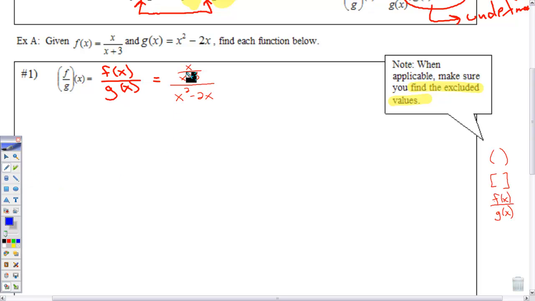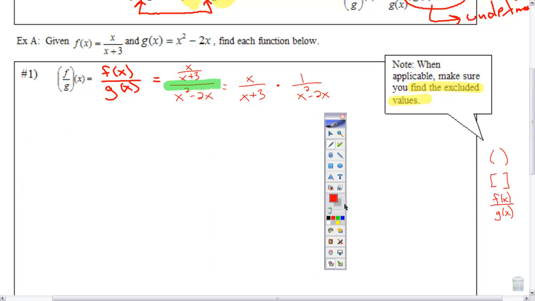So we're supposed to find the function. Well, this is not simplified. The main reason is we have a fraction within a fraction, which is something that we don't want. So to fix this, it's rather simple. We take our numerator, we write it down, and instead of dividing, the symbol here means division, instead of dividing, you can multiply by its inverse. So that's the same thing as times 1 over x squared minus 2x.